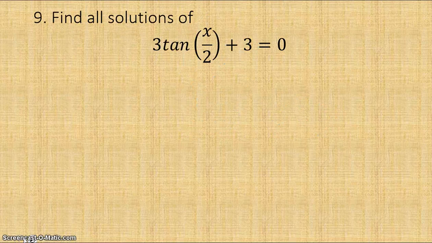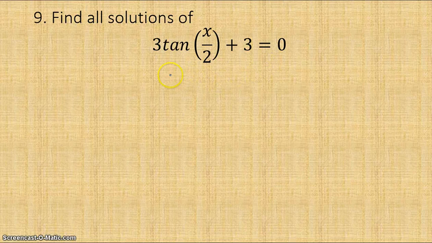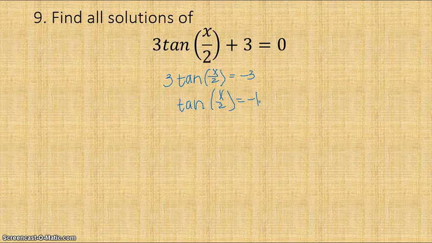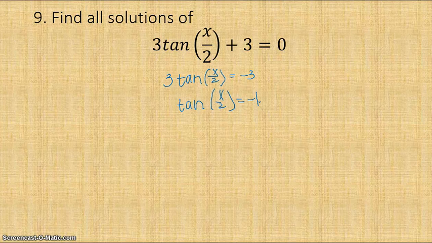On number 9, finding all solutions. So I'd subtract my 3 over. So I have 3 times tangent of x over 2 equals -3. Divide by 3, so I have tangent of x over 2 equals -1. Tangent equals 1 or -1 if you're thinking about that pi over 4 spots. But since this is a -1, I need to be looking in quadrant 2 and quadrant 4. So I end up with 3 pi over 4 and 7 pi over 4.